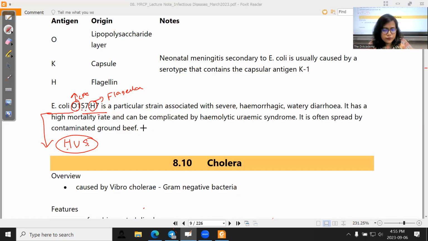The combination of fever, which is plus minus, hemolysis, meaning anemia and bleeding spots or rashes, and uremic syndrome. So uremic syndrome will follow E. coli preliminarily causing loose motion. So loose motion followed by AKI. This is the clinical triad of hemolytic uremic syndrome. And this is particularly spread by contaminated ground beef. So maybe in the scenario, there might be mention of eating a burger or something like that.